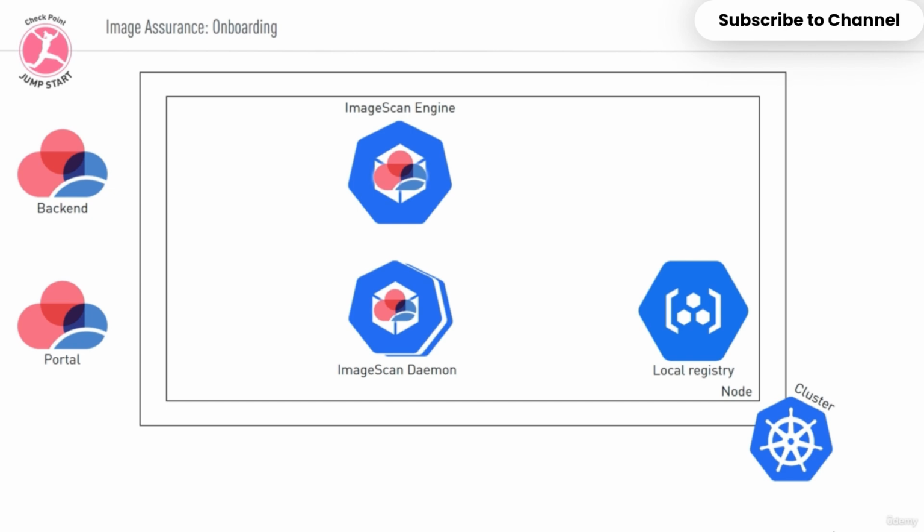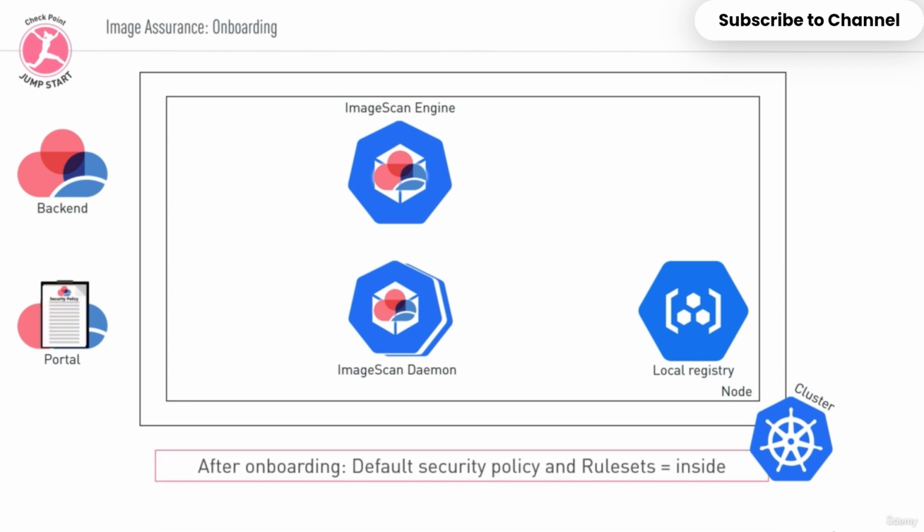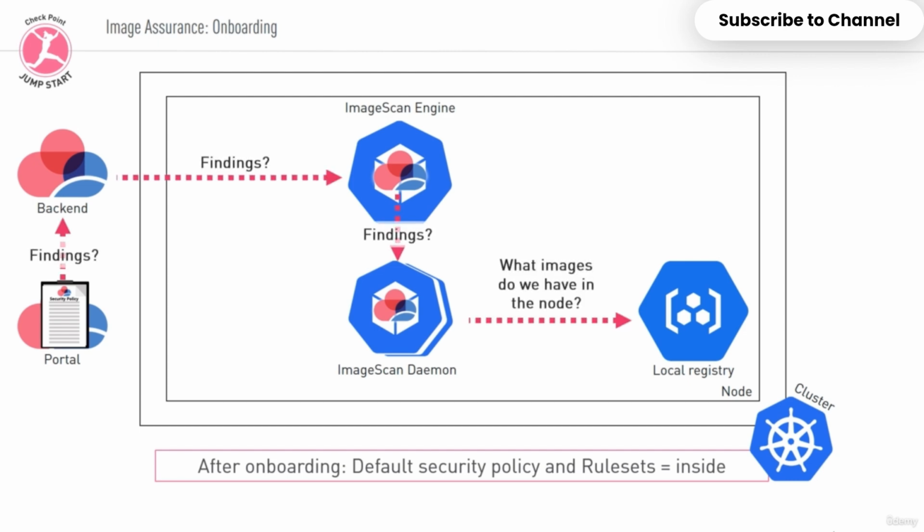When the process of onboarding a new Kubernetes cluster with image assurance is complete, or when image assurance on a Kubernetes environment is enabled, CloudGuard automatically adds a default policy and rule sets for the cluster environment to issue image assurance findings. You do not need to perform any additional actions. CloudGuard creates these findings when it scans the image for the first time. Then the CloudGuard portal checks it periodically for changes or newly discovered vulnerabilities.